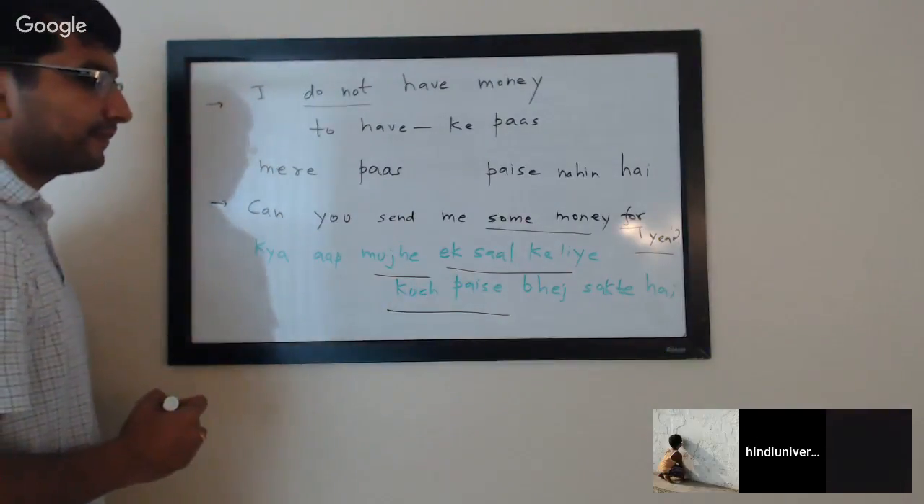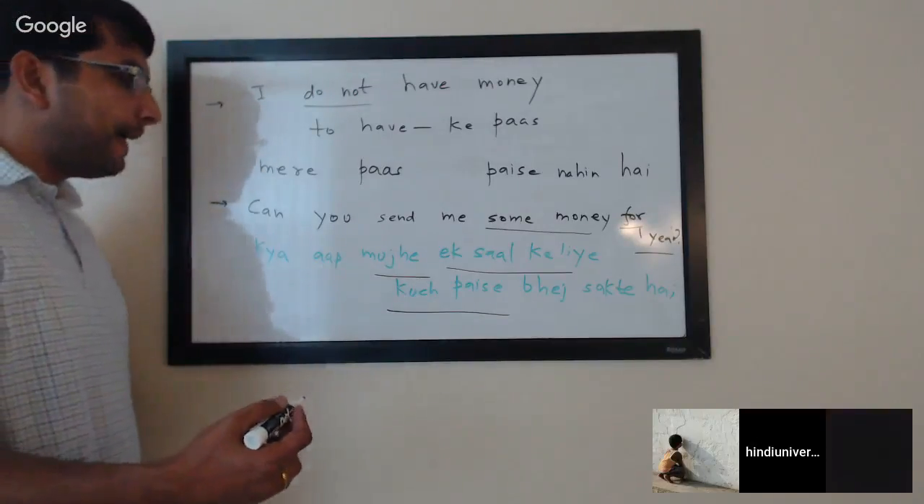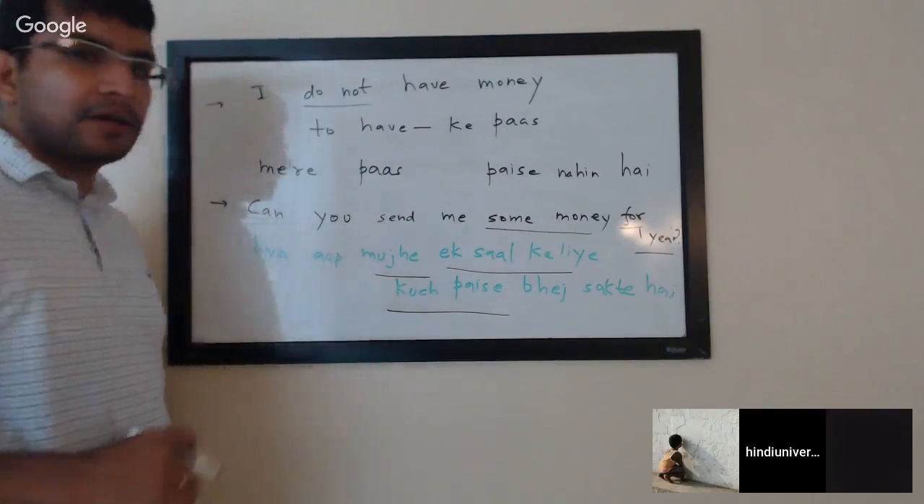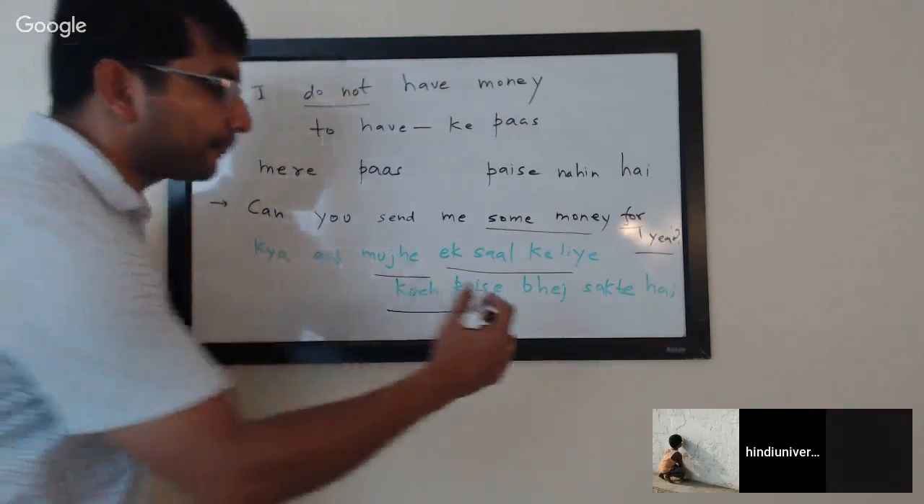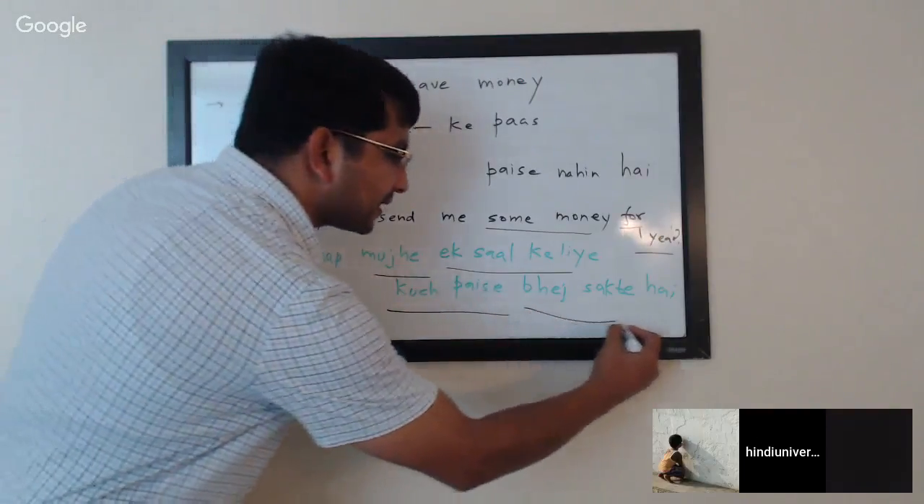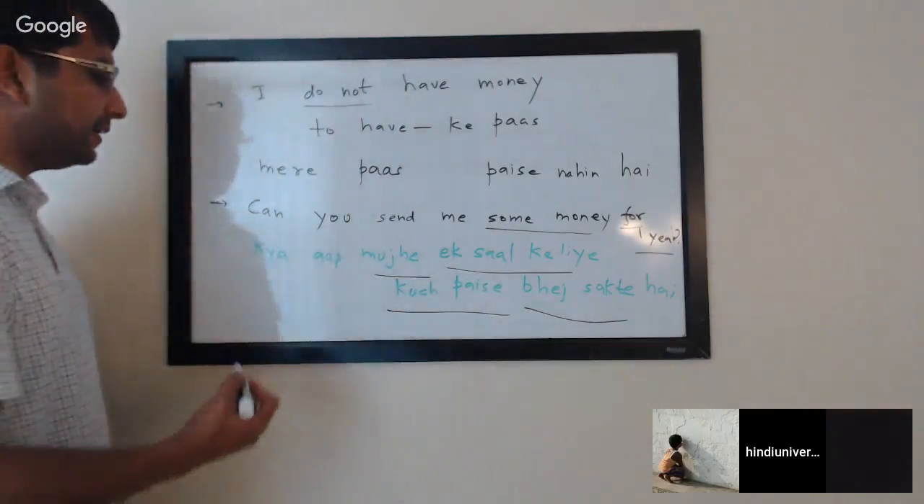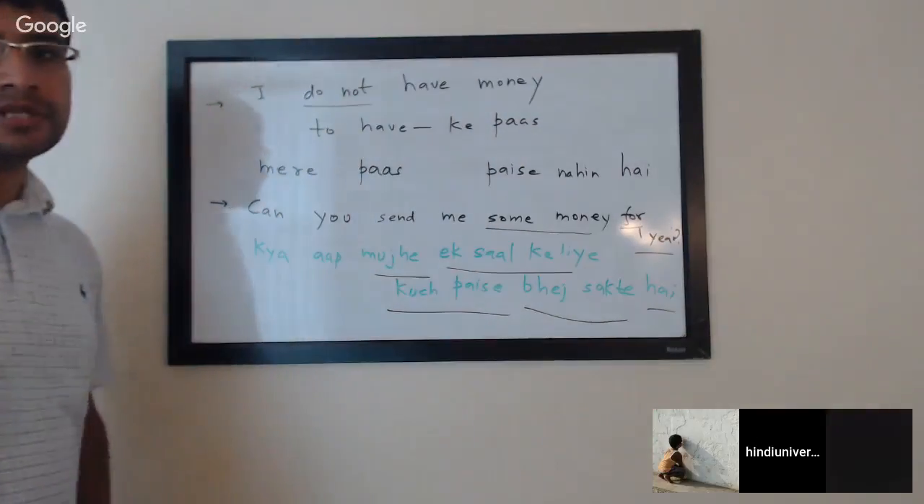To send is bhejna. Okay, but because you're using it with a modal called can, it's bhej sakna. Okay, bhej sakna, but because it's aap, it's basically bhej sakte. And then you're ending it with the auxiliary hai. Can you send me some money?